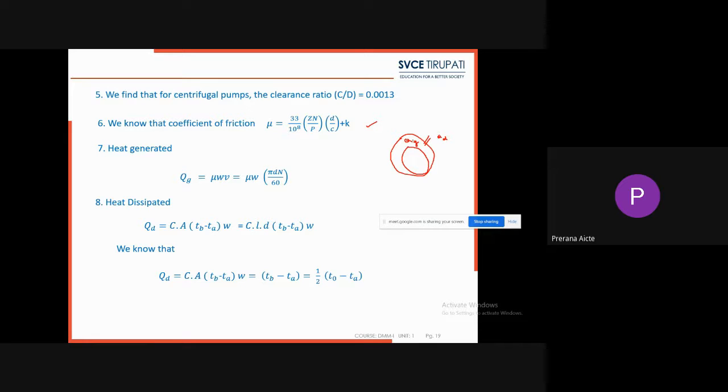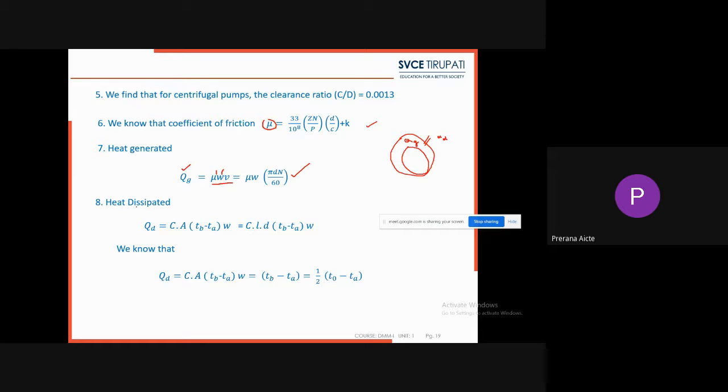When you find the QZ value, or heat generation value, we use the formula QZ is equal to mu into W into V. What is mu? Friction, which we already know. Whether we use the Sommerfeld number, Petroff's equation or McKee's equation, you have to calculate the mu value. What is W? Load on the journal. What is V? Velocity of the journal, which is equal to pi D N by 60. Based on this, we find the QZ value.